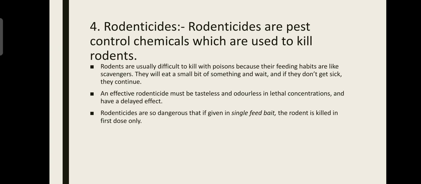Number 4 rodenticides. Rodenticides are pest control chemicals which are used to kill rodents. Rodents are usually difficult to kill with poison because their feeding habits are like scavengers. They will eat a small bit of something and wait, and if they don't get sick, they continue. An effective rodenticide must be tasteless and odorless in lethal concentrations and have a delayed effect. Rodenticides are so dangerous that if given in single feed bait, the rodent is killed in the first dose only.